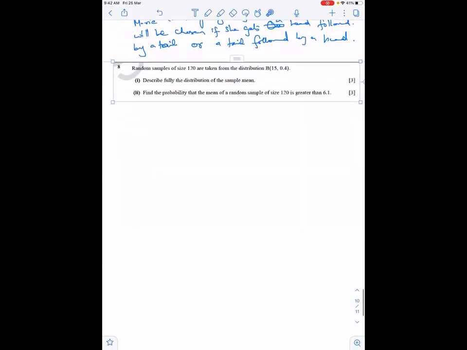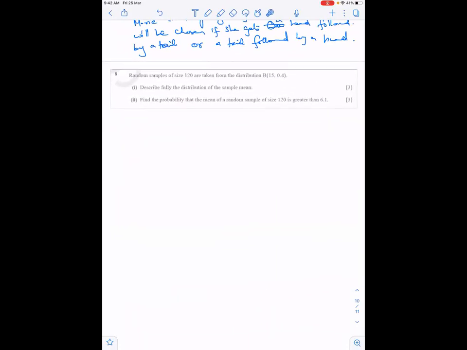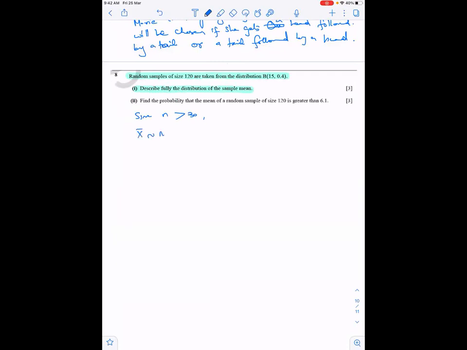Sure. Okay, then this is a question from binomial which I've chosen. A random sample of size 120 is taken from the distribution. Find the distribution of the sample mean. Since n is greater than 30, the sample mean is normally distributed. First I'm going to find the expected value of x, which is np, 15 times 0.4, which is 6. Then I'm going to calculate the variance of x, npq, which is 15 times 0.4 times 0.6.